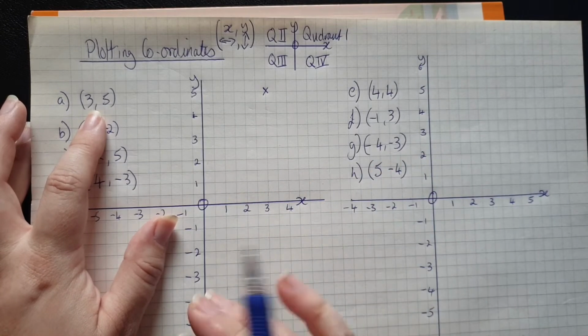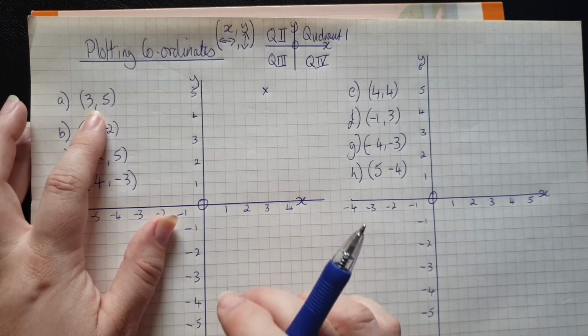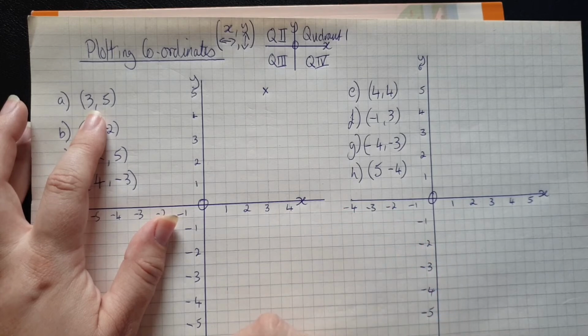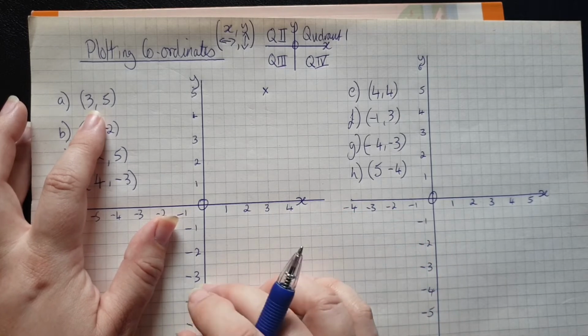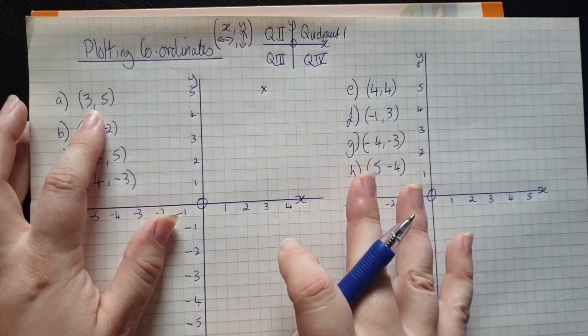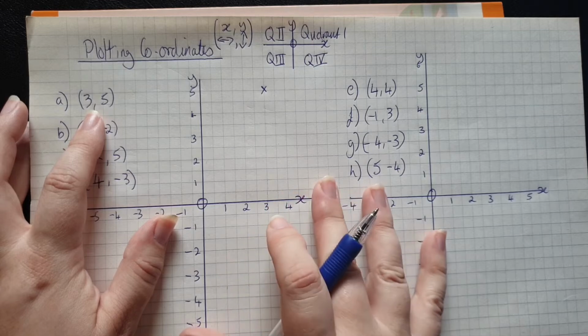The best way to do this is on squared paper. If you don't have square paper available on MSP, there is a link to a coordinates grid that you can print out. You can get squared paper in most supermarkets as well, so make sure you're doing this on squared paper, not lined paper. I can't stress this enough for accuracy.